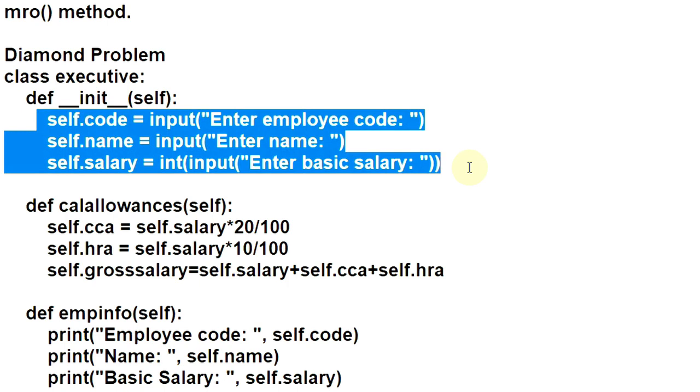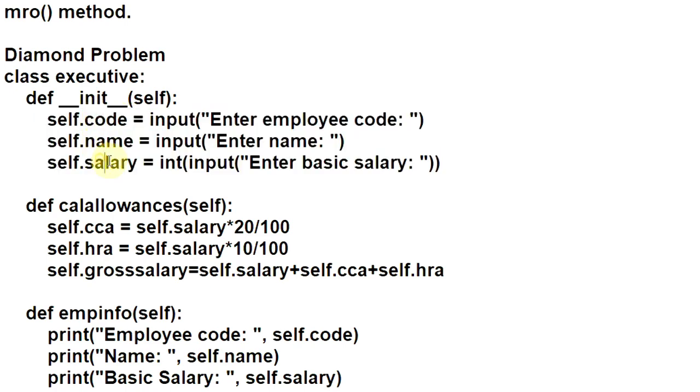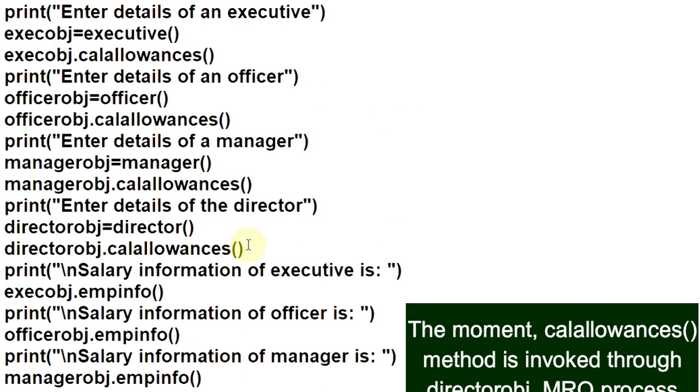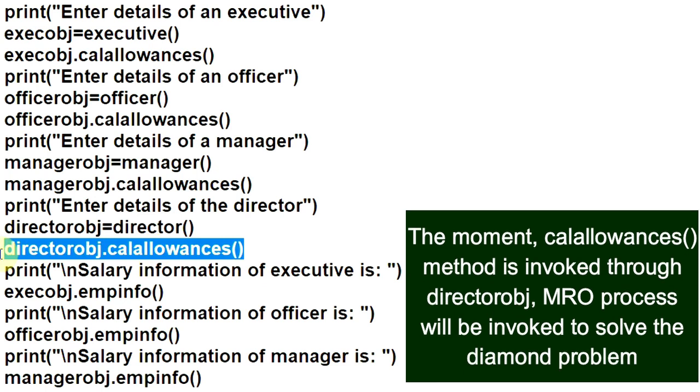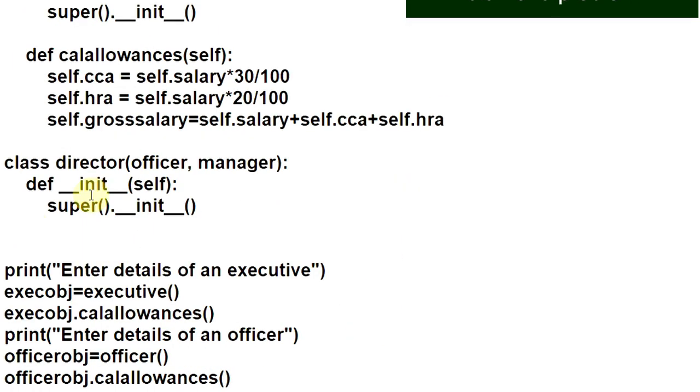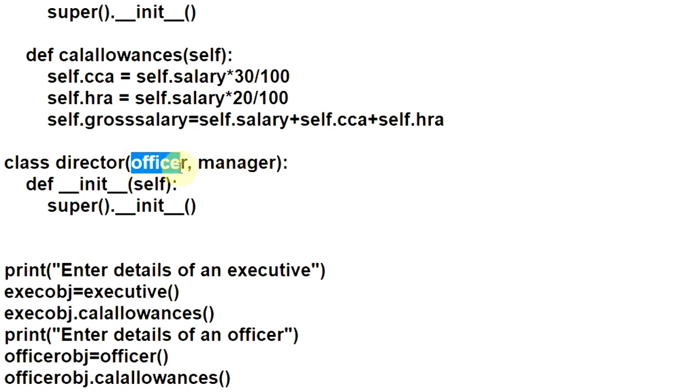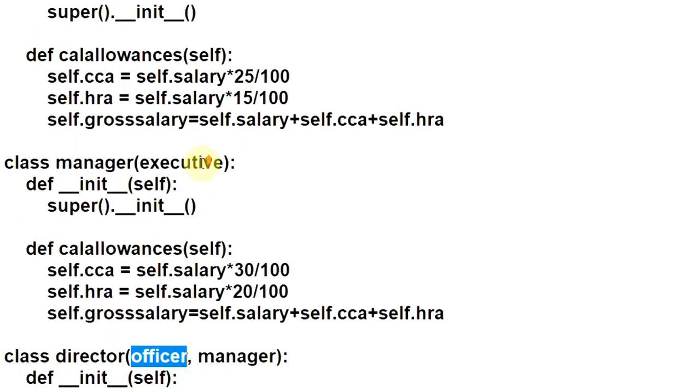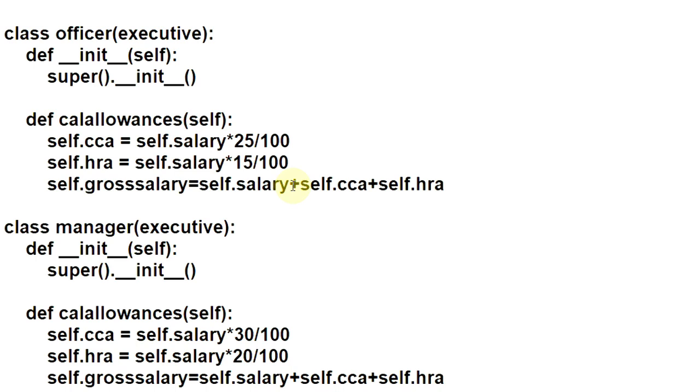It will ask the user to enter code name and salary. And this time the code name and salary will be assigned to the code name and salary attributes of the director obj. Now here this is the main soul of the program. You are invoking the cal allowances function of the director object. So control will come to director class. There is no cal allowance function in the director class. Now the compiler should get confused because it has two copies of cal allowance function. One is through officer and another is through manager. But no, it will use the MRO, method resolution order, through which it will search the officer class first for the cal allowance function, and here it will find the cal allowance function and it will invoke it.